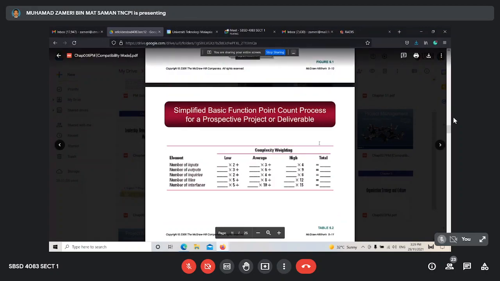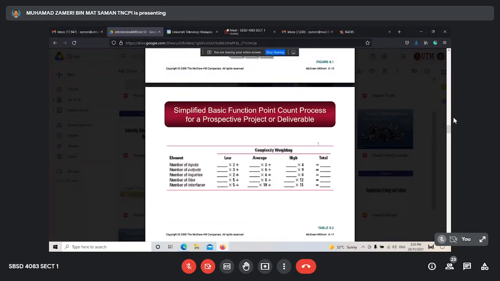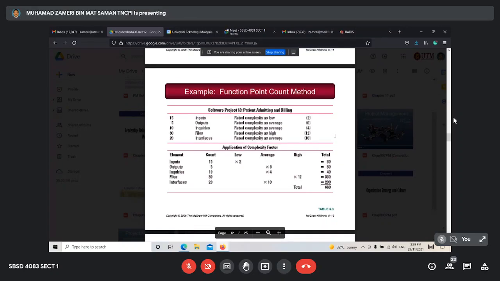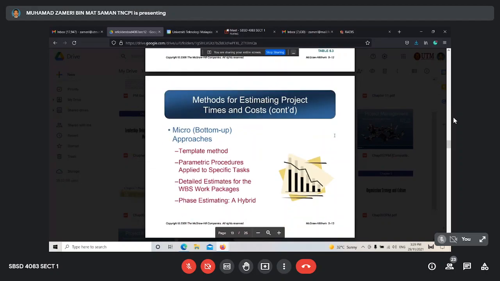I think this is not important here. I don't want to explain it, because this is just how to make a decision, how to judge whether an activity is important, not important, or average. That's all. It's not necessary to understand here.